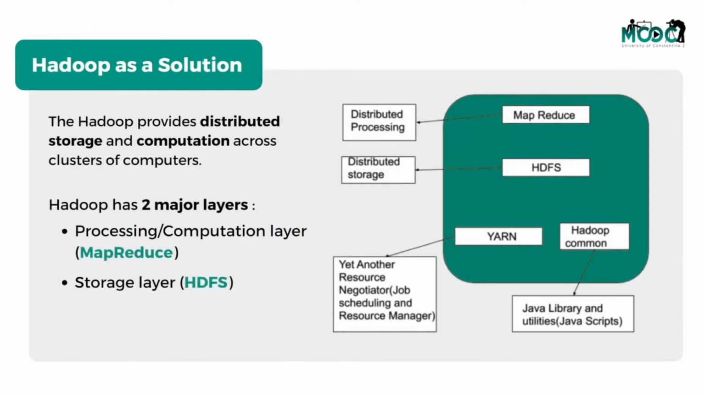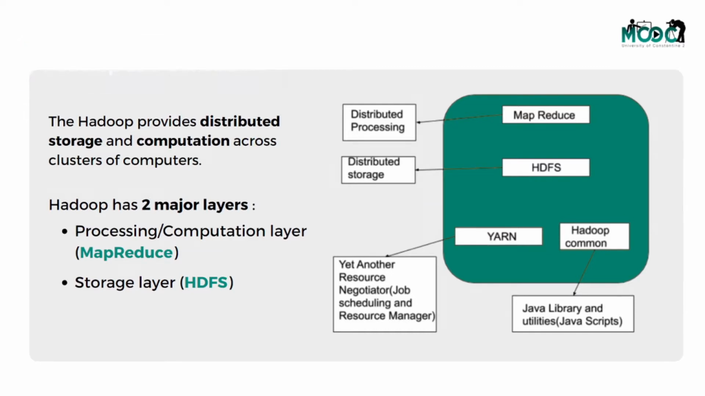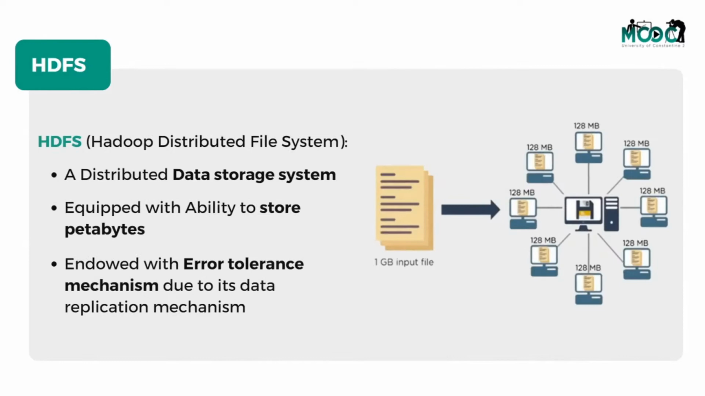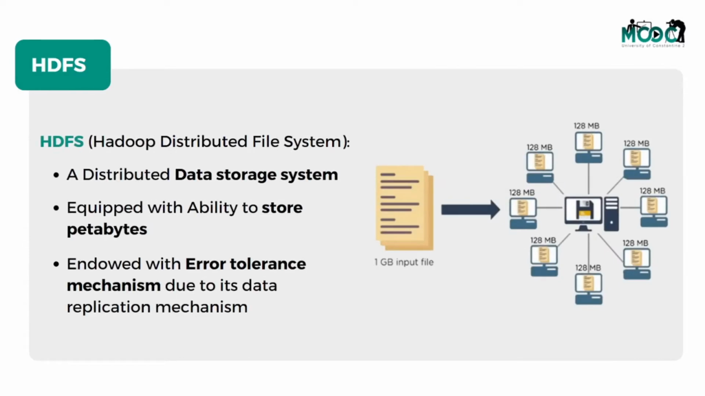In fact, Hadoop framework application works in an environment that provides distributed storage and computation across clusters of computers. We can name two principal layers that contribute the most to its functionality: MapReduce for processing and computation layer, and HDFS for storage layer. We can see this in this slide. HDFS.